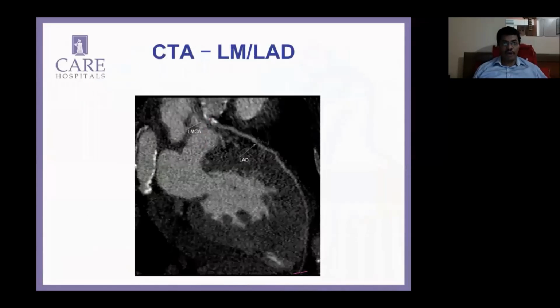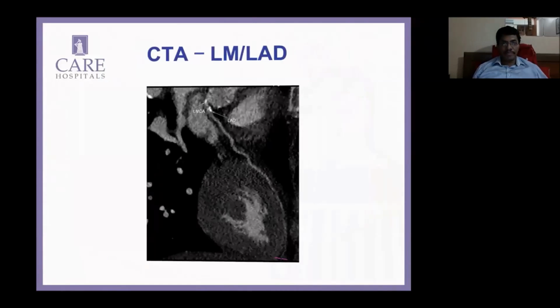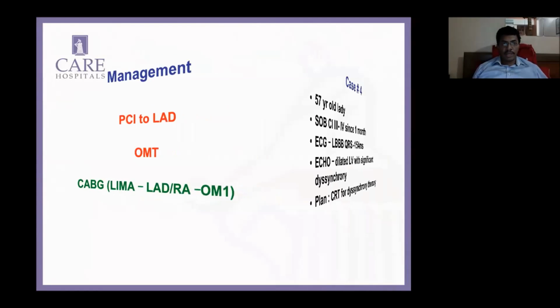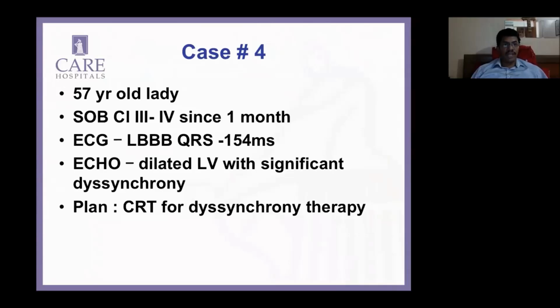I'm just going to move forward, and the next case coming up is a 57-year-old lady with increasing breathlessness, almost class 4. She has an abnormal ECG, LBBB, with a QRS interval now of 154. She's been followed up medically, and even despite OMT is pretty dyspneic. She has a dilated LV and significant dyspnea on tissue Doppler, and is tentatively planned for a CRT. So she's 57.